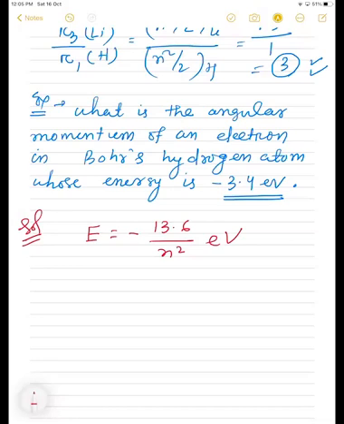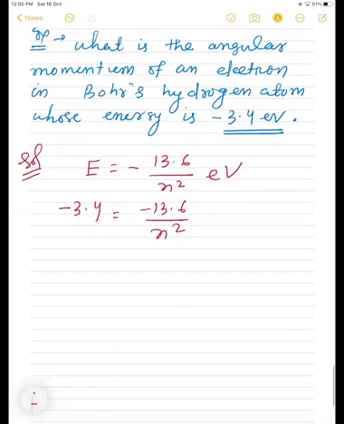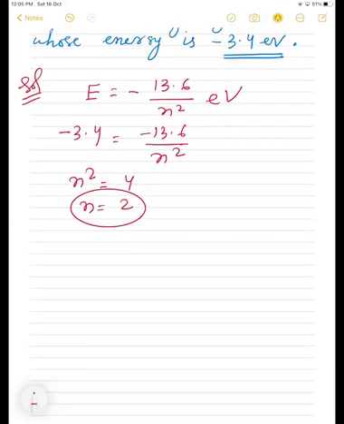Students, see here another question. What is the angular momentum of an electron in a Bohr hydrogen atom whose energy level is minus 3.4 eV? Hydrogen atom is given, so Z is 1. So what will the energy level be? Minus 13.6 by n square eV. And the energy given is minus 3.4. So minus 3.4 equals minus 13.6 divided by n square. From here you get n square equal to 4, and n equal to 2. Yes or no?